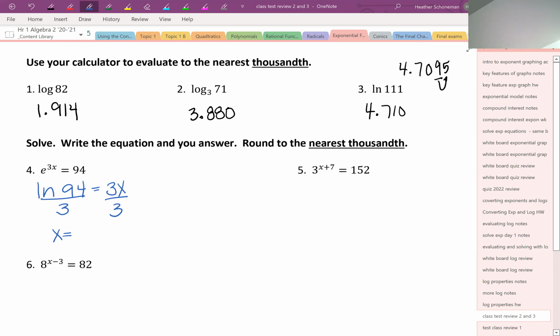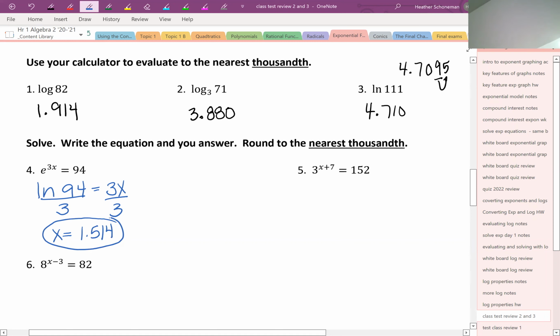So now let's put that into our calculator. So we're going to have the natural log of 94. You've got to close that parentheses and then divide by 3. We get 1.514. And there's our answer.